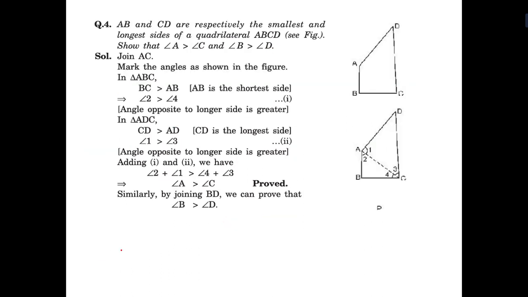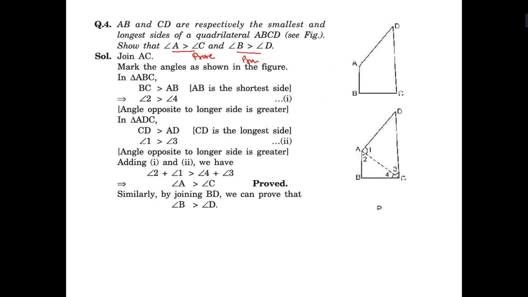Now question number 4. Again the same type. AB and CD are respectively the smallest and longest side of quadrilateral ABCD in the figure, so that angle A is less than angle B and angle B is less than angle C. We have to prove that angle A is greater than angle C. We also prove that angle B is greater.